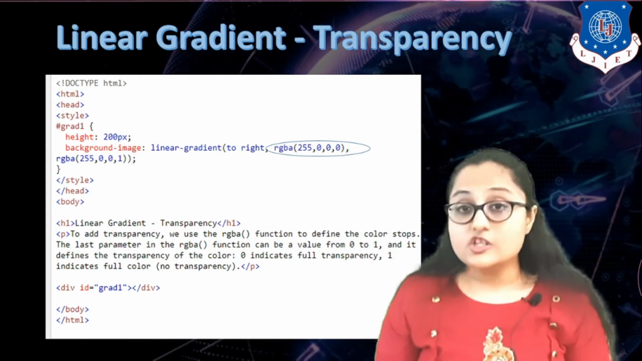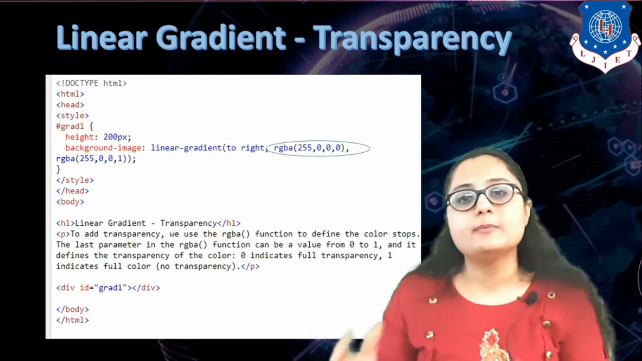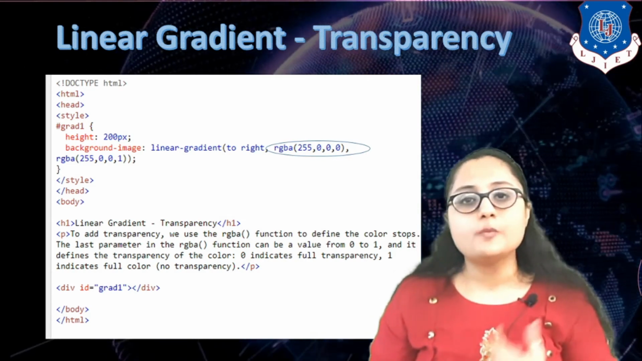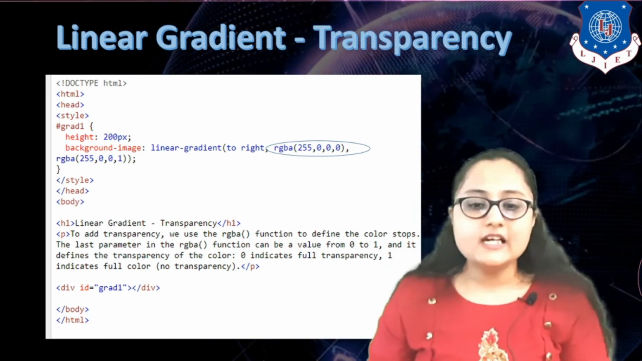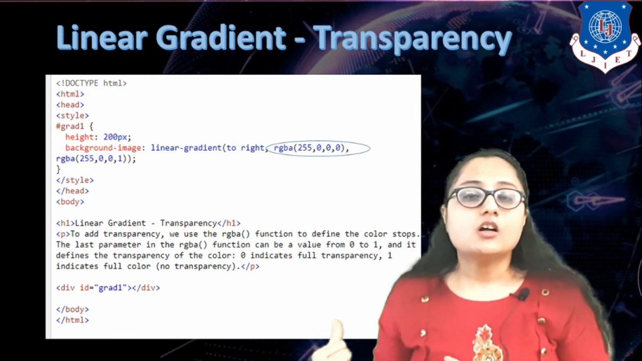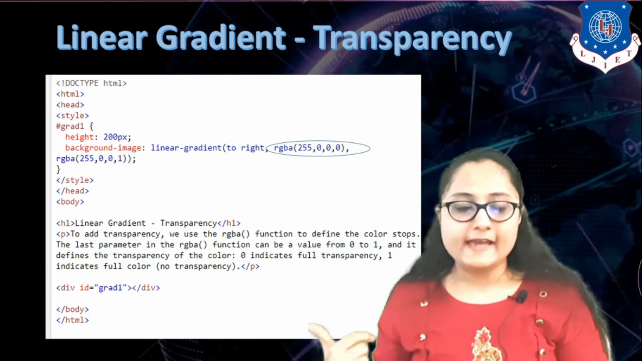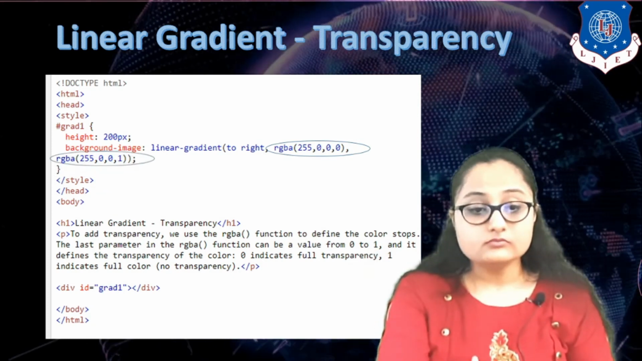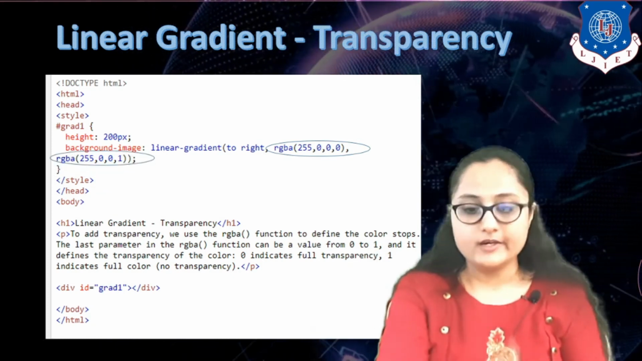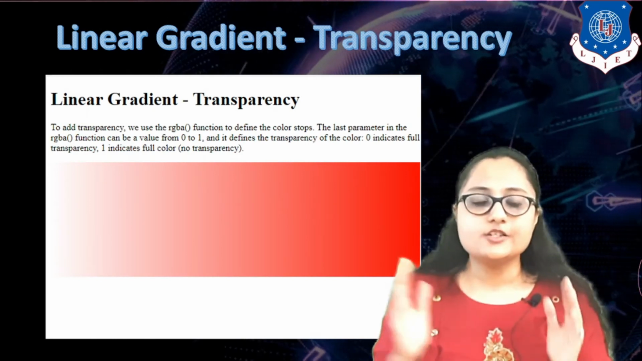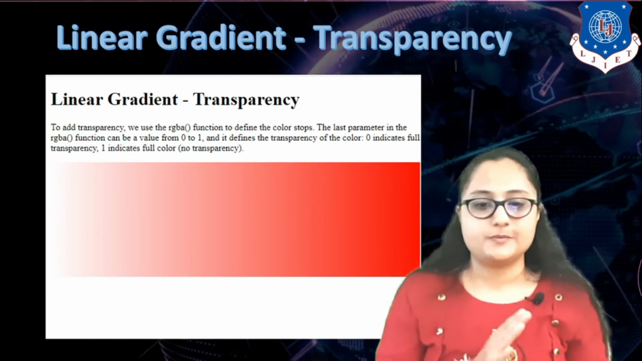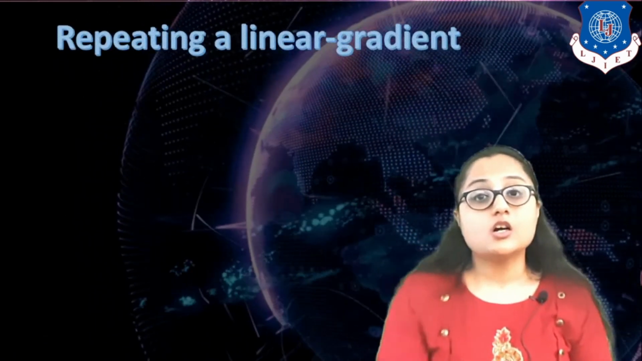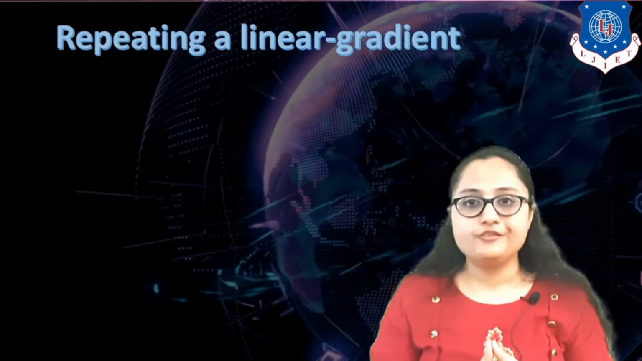So if you do not specify transparency, you will not be able to see the transition. So I have specified the color stop inside the RGBA function, and in the RGBA function you can see that for the first color stop I have specified 0 transparency, and for the second color stop I have specified 1 transparency. So here you can see 0 transparency, it means no transparency, to full transparency. Okay. This was about the transparency that you can give inside the gradient.